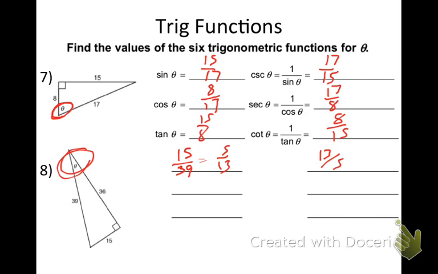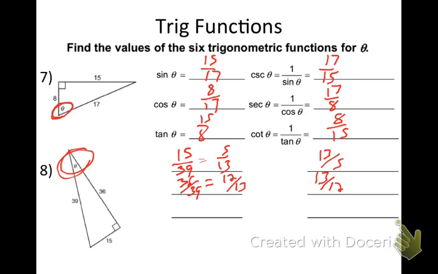And then I have the next one, cosine. What is my cosine of that, Jarrett? 36 over 39, which equals 12/13. And then what's the secant? The reciprocal of that would be 13 over 12.